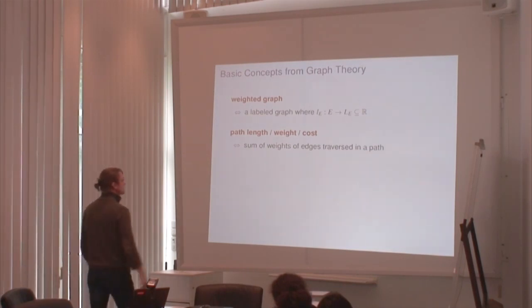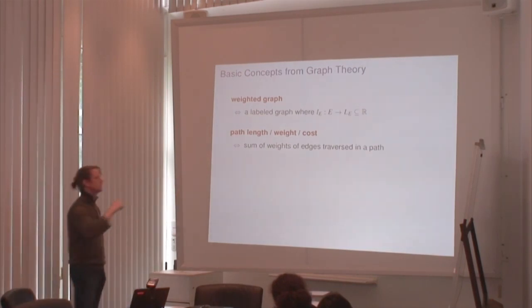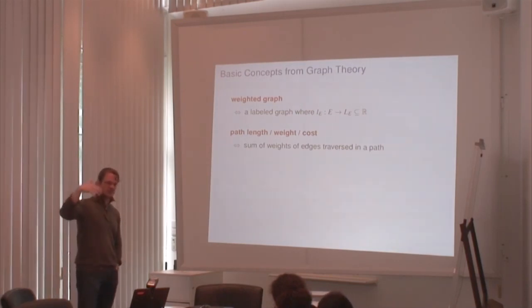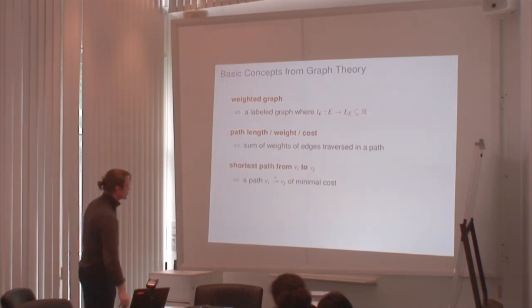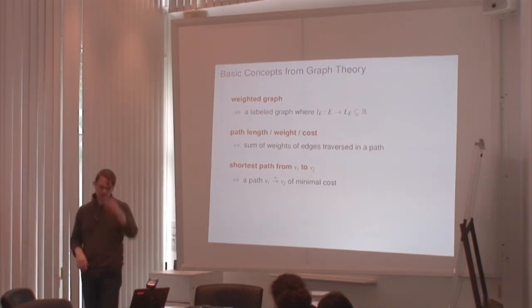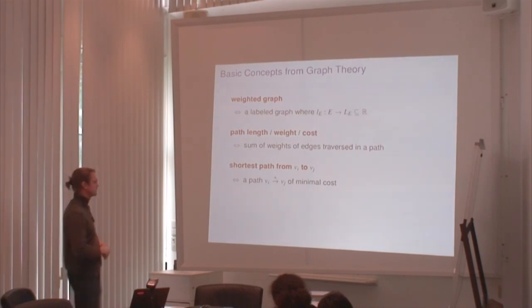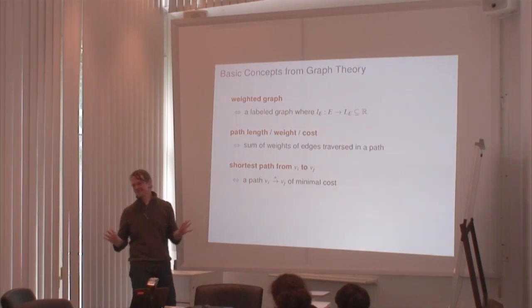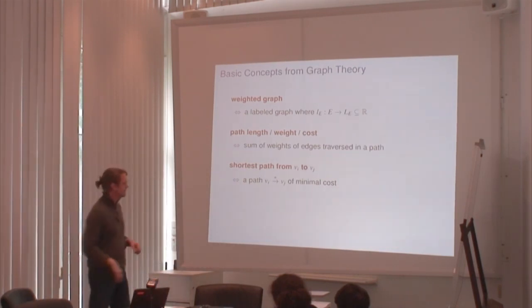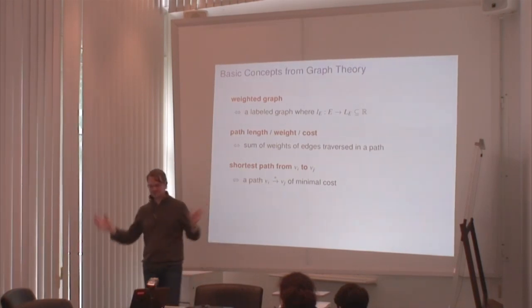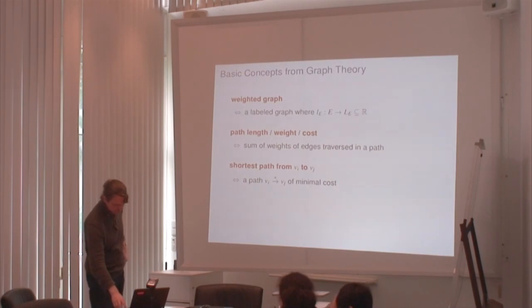And the path length, or path weight, or path cost in a weighted graph is just the sum of the weights of the edges traversed in a path. And the shortest path from Vi to Vj, some arbitrary vertices in the graph, is a path that starts in Vi and ends in Vj. This is all I need to indicate. I really don't care about the details of it. But it's a path from Vi to Vj of minimal cost. That's all I need to have.